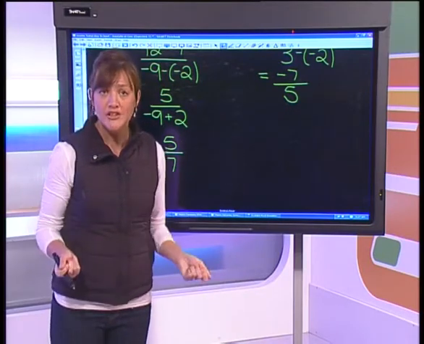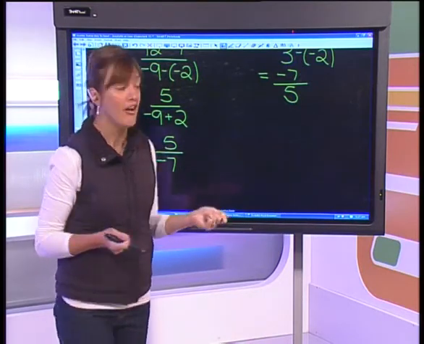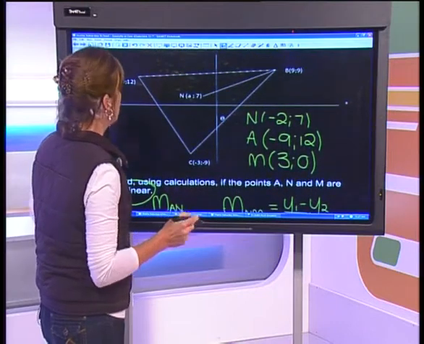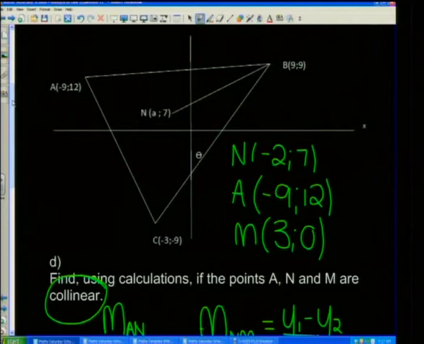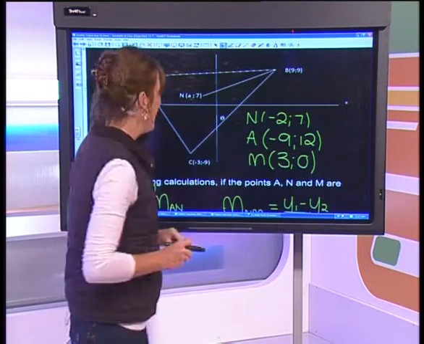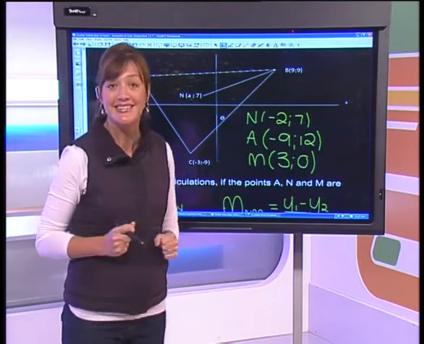So unfortunately, have we managed to prove that they are collinear? No, they're not. So basically, this is the story. If we were to draw a line through point A, through point N, and then through point M, there would not be a straight line through those 3 points, because those 3 points do not give us the same gradient. They are not collinear. Right, so that's the first question. Everybody understanding? I hope everybody is.